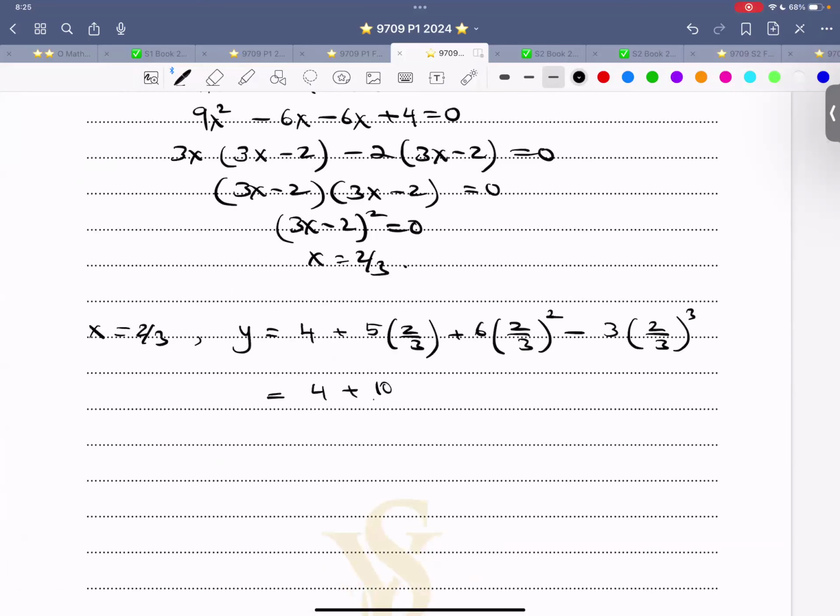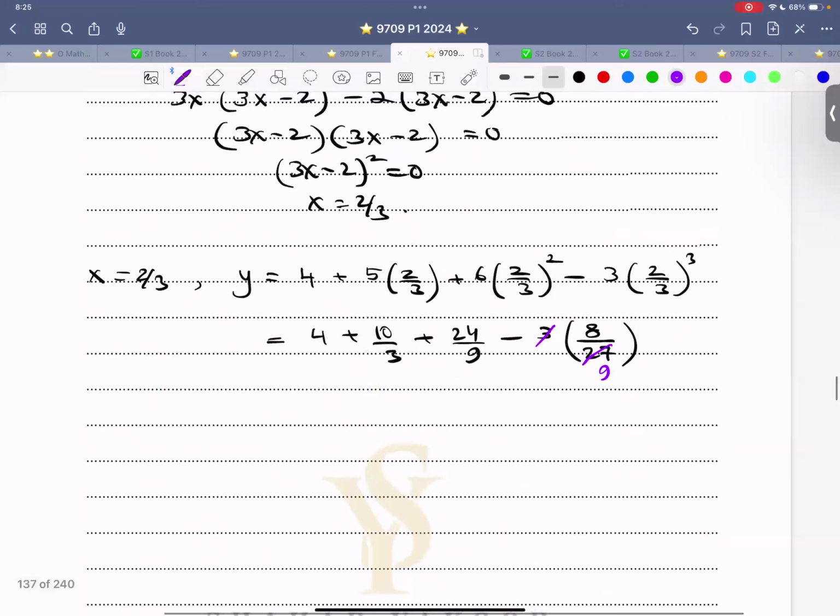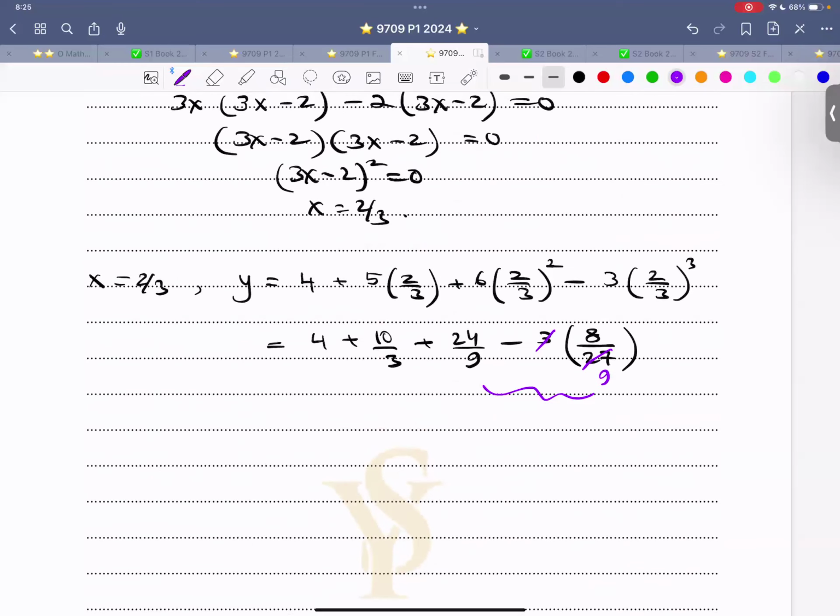4, 10 over 3. 2 squared is 4, 4 6s are 24 over 9. And this is 2 cubed is 8, 8 3s are 24. And 3 cubed is, hold for a second, this is 3, 2 cubed is 8, and this is 27. Now let's first simplify over here. I can simplify these two. 24 over 9 minus 8 over 9, that is 16 over 9.